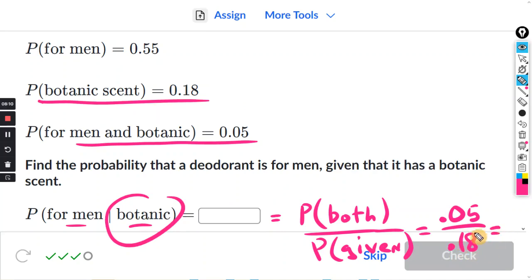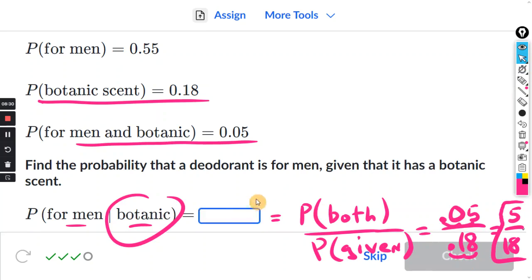Don't even need a calculator. Look at the decimals here. Multiply the top by 100, you move the decimal over 2. Multiply the bottom by 100, you move the decimal over 2, and it's just 5 over 18. Whatever you do to the numerator, do to the denominator in terms of multiplication or moving the decimal, and that'll work just fine. 5 over 18, or 5/18.